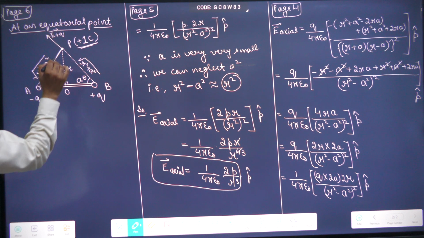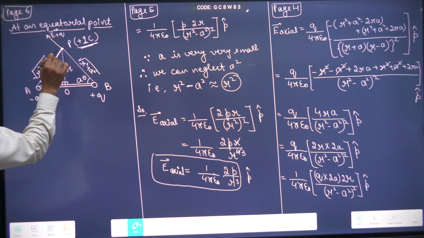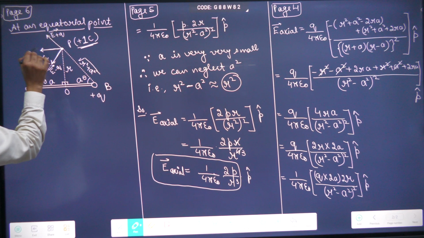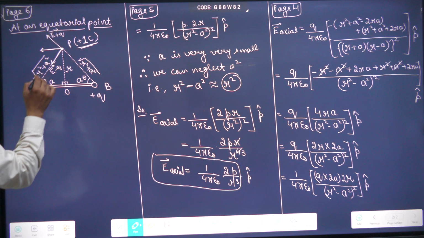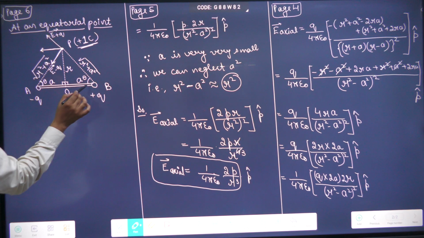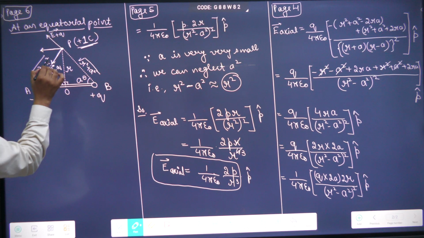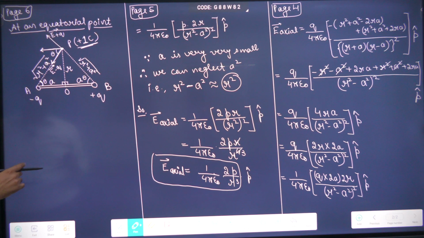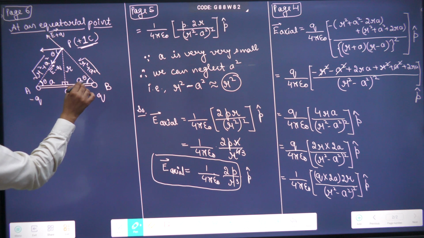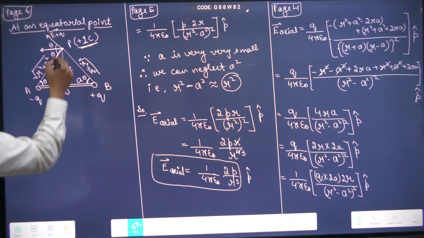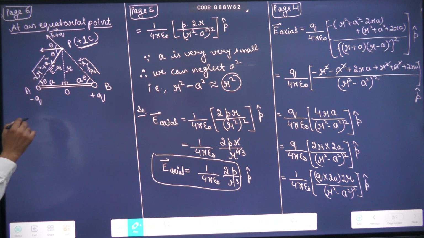Now this angle is theta. If we draw a line from the middle of these two electric fields, E plus Q and E minus Q, then it is like this. And this line is parallel to this line, then this angle is theta, and this angle is also theta. Alternate interior angles, and corresponding angles. That's why these two angles are theta, theta.